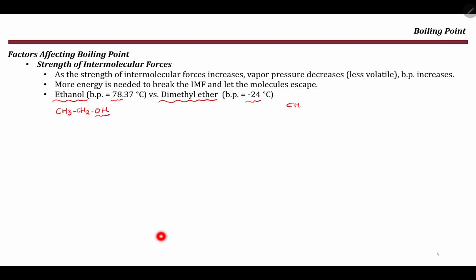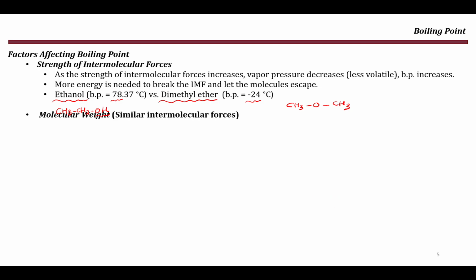Dimethyl ether, which is CH3OCH3, doesn't have this OH group, so there is no hydrogen bonding. Because of the lack of these strong intermolecular forces, the boiling point of dimethyl ether will be very low.